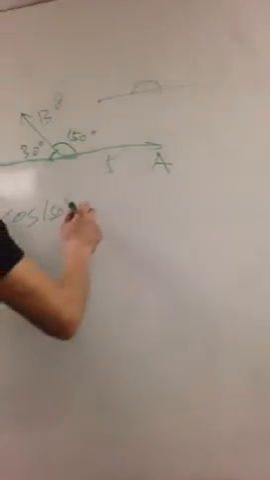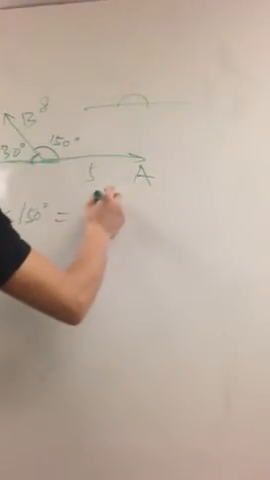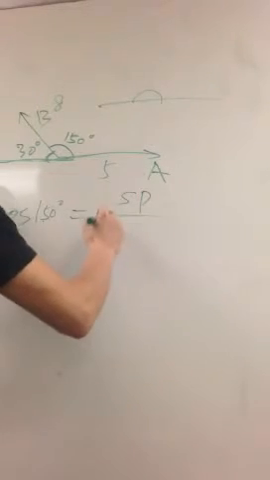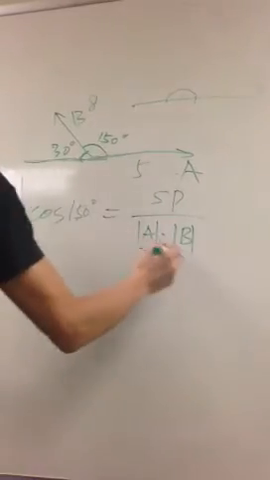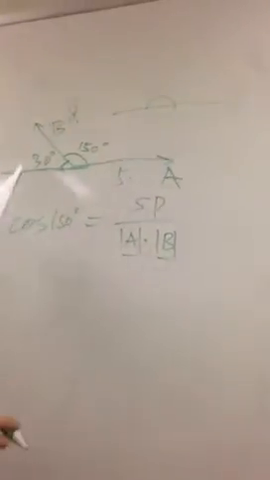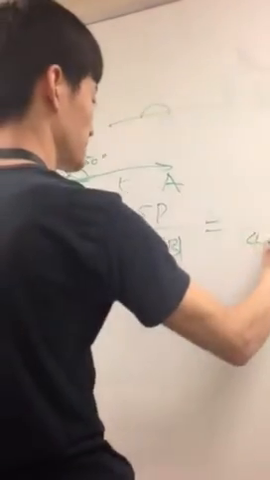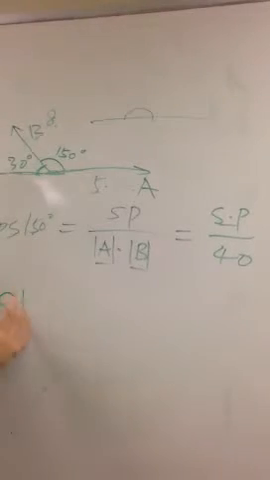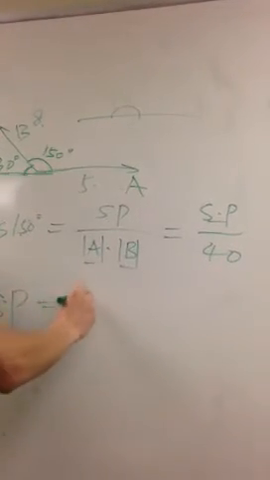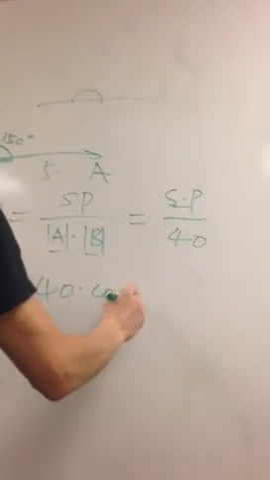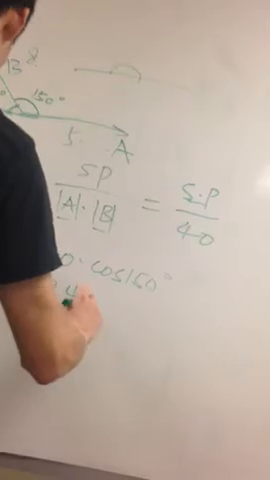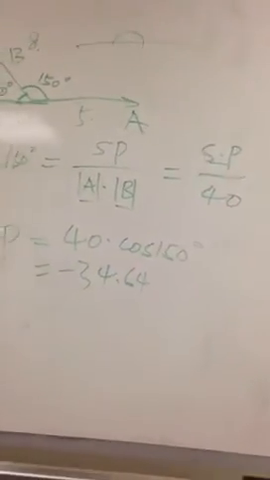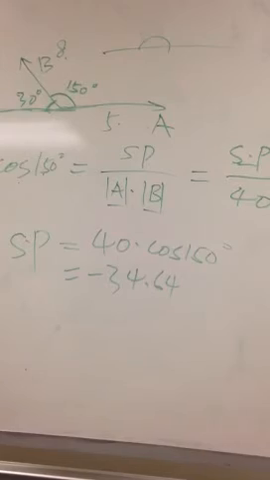And cosine of this angle is the scalar product by the magnitude. We know the magnitude, 5 and 8. So what they ask is a scalar product. It would be 40 times cosine 150. Calculate this. So it's 8.